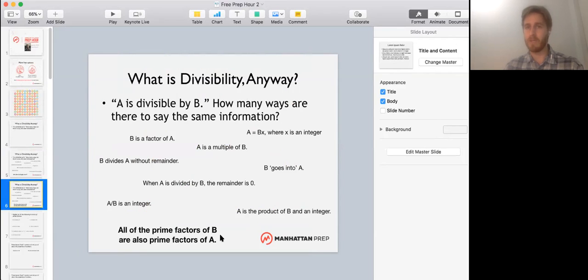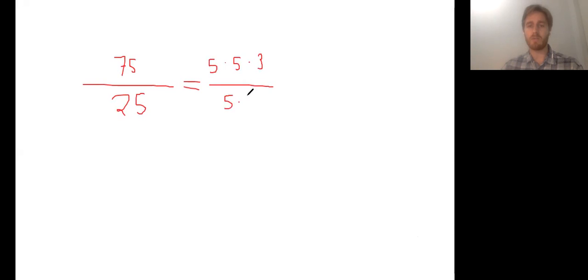And I want to demonstrate that with just some quick examples. All of the prime factors of B are also prime factors of A. We all agree that, say, 75 is divisible by 25. Why? Well, 75 equals 5 times 5 times 3. That's the prime factorization. The prime factorization of 25 is 5 times 5. And all of the prime factors down here are also prime factors up here. And so those cancel out.